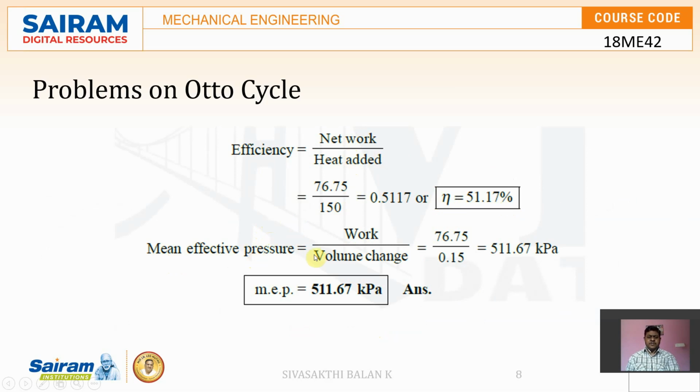The last point which we are going to calculate is mean effective pressure. We know that MEP is equal to net work done divided by the volume change or the swept volume. Net work done is 76.75 and swept volume is 0.15, and from this we can calculate the MEP as 511.67 kilopascal.